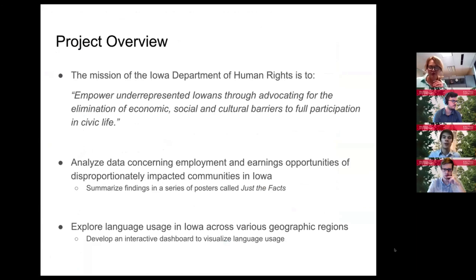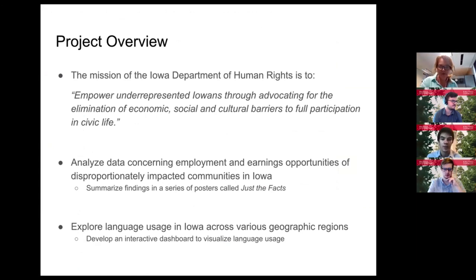Okay, so an overview of our project. Our mission from the Department of Human Rights was to empower underrepresented Iowans through advocating for the elimination of economic, social, and cultural barriers to full participation in civic life. One little anecdote we got from one of our partners was to try to tell them something they didn't know. That was something we all took to heart, and it gave us a sense of purpose.